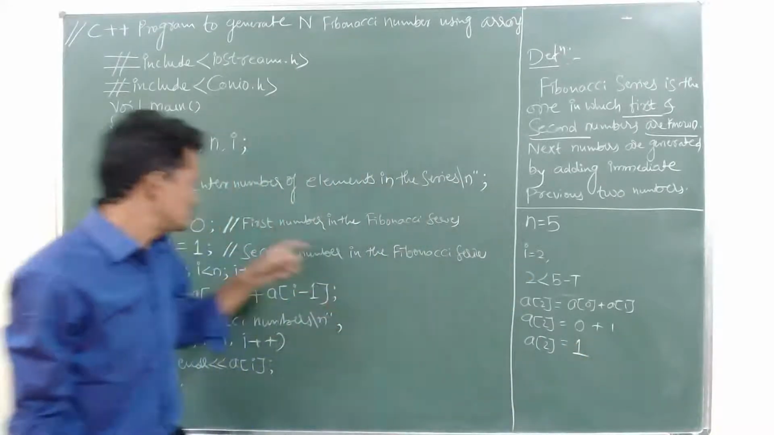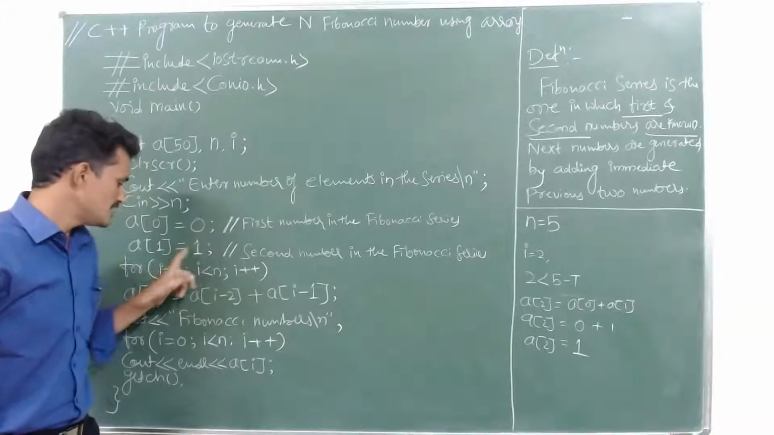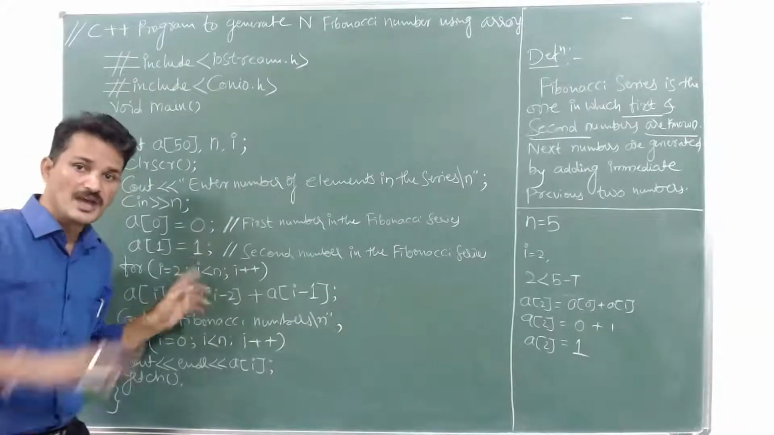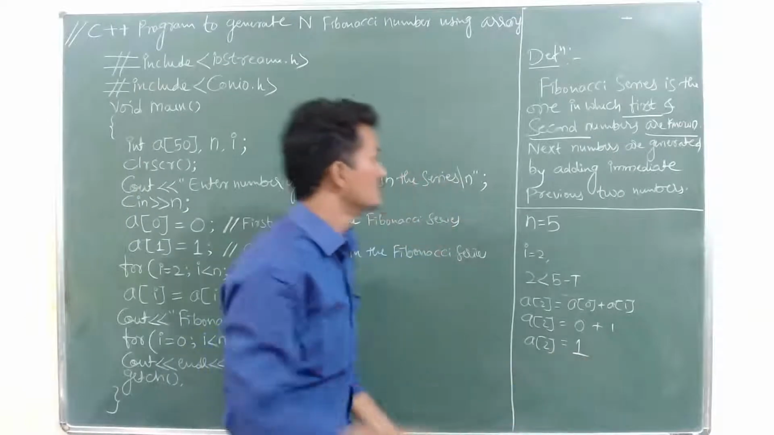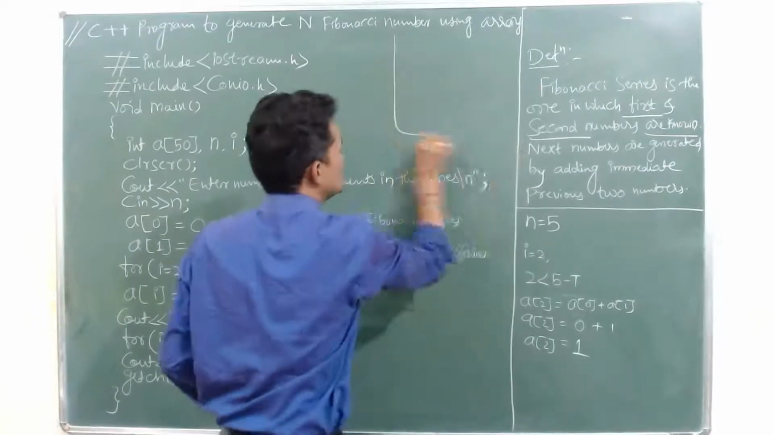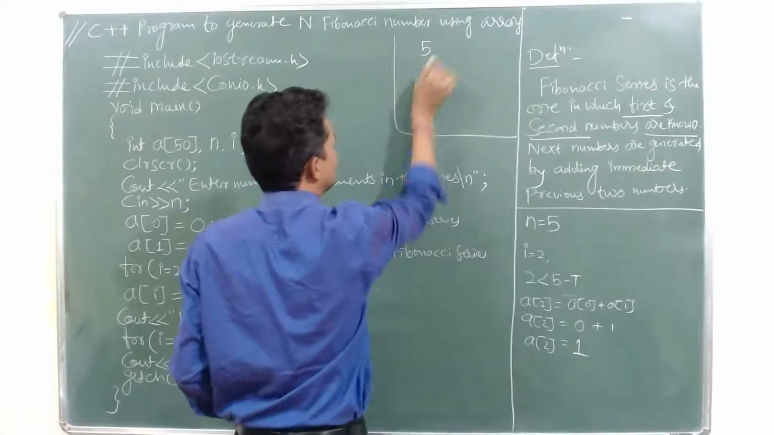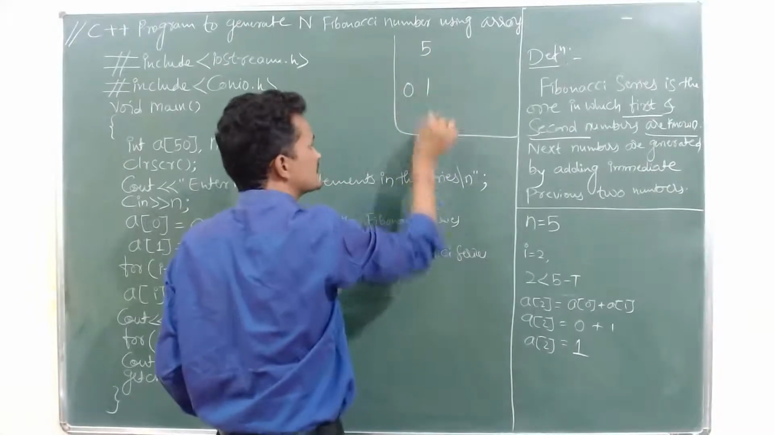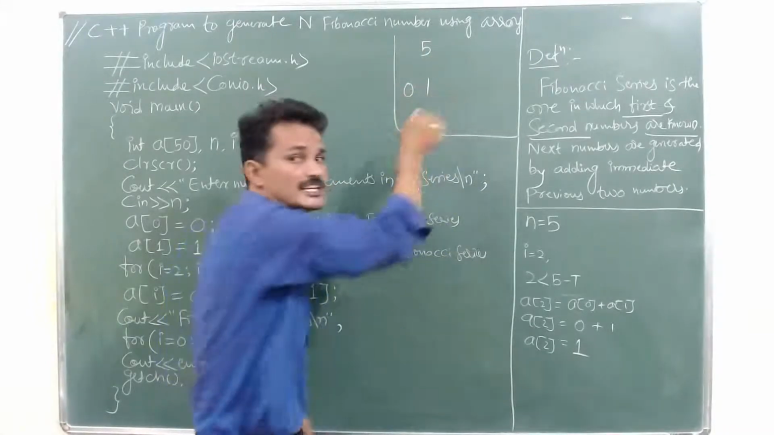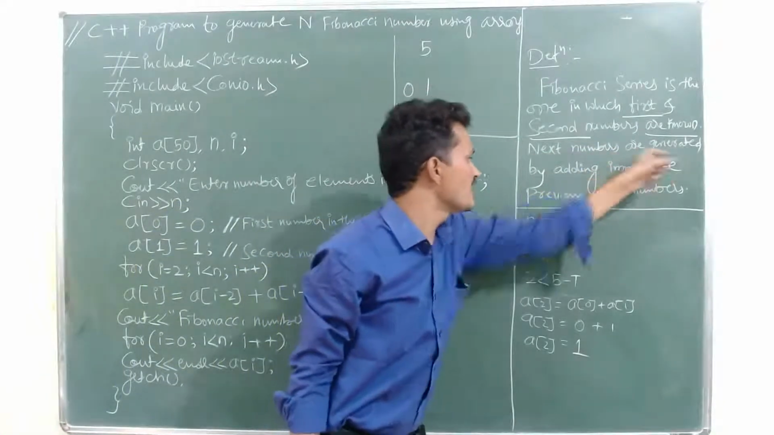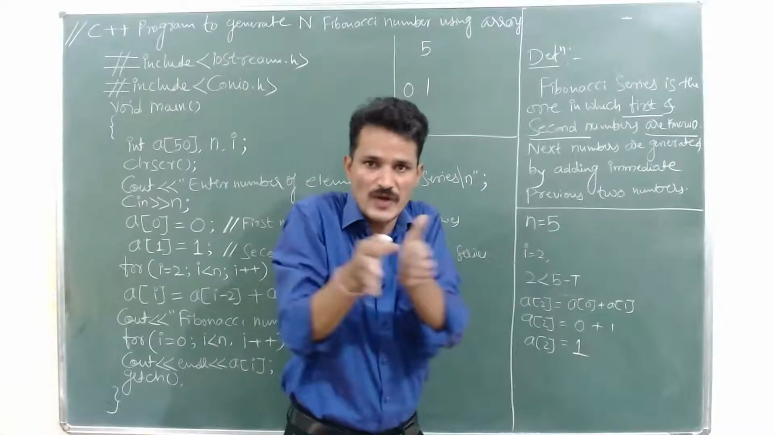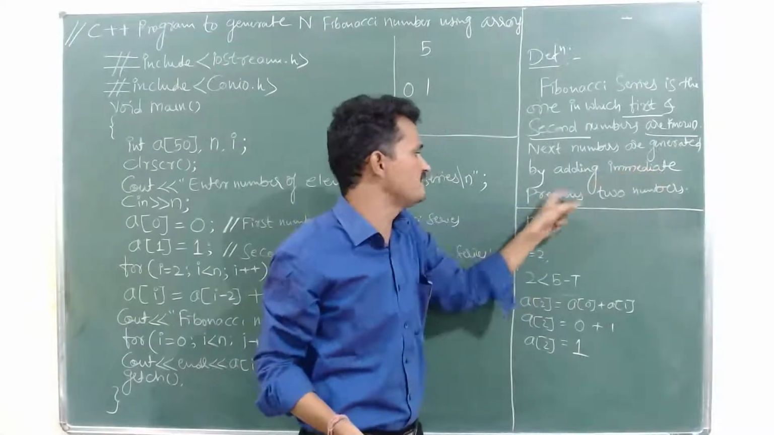In A of 0 it is having 0, in A of 1 it is having the value 1, and in A of 2 it is having the value 1. That is what I said in the beginning itself. See here. When you took the value of n as 5, the first element will be 0, the next element will be 1. So I need to add these two to generate the next number. Next numbers are generated by adding.